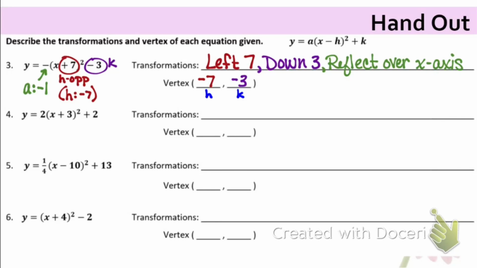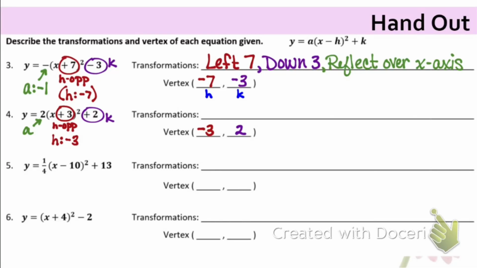Let's do another one together, and then I'm going to have you guys try one by yourself. On number 4, what's my A? 2. What's my H? -3. This is the opposite, and so H is -3. What's K? 2. So where's my vertex? -3, 2.